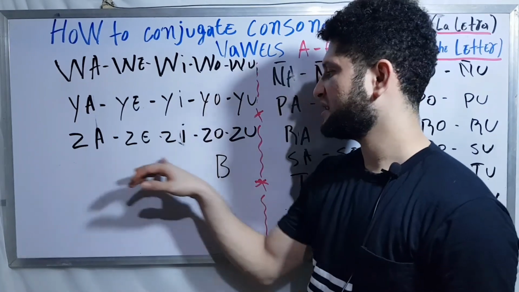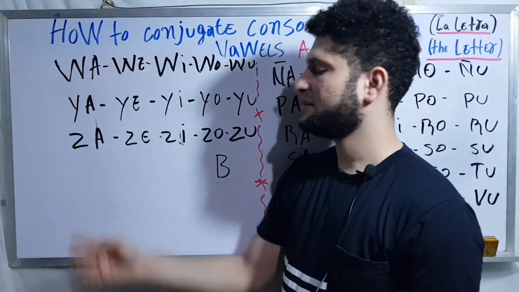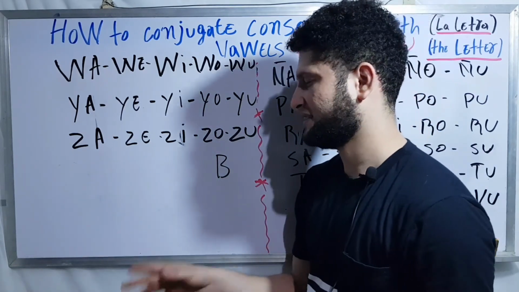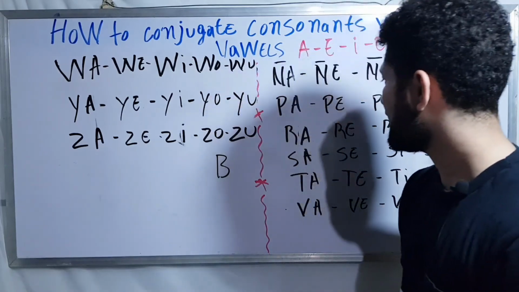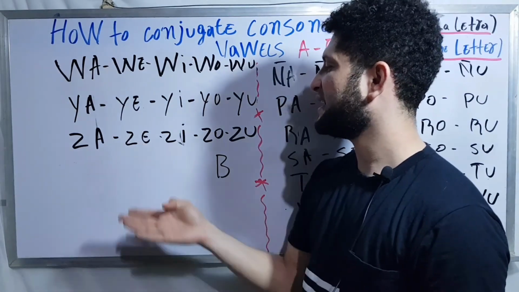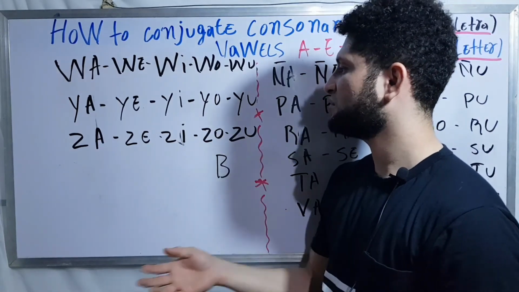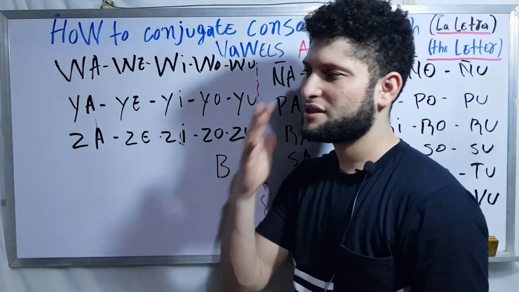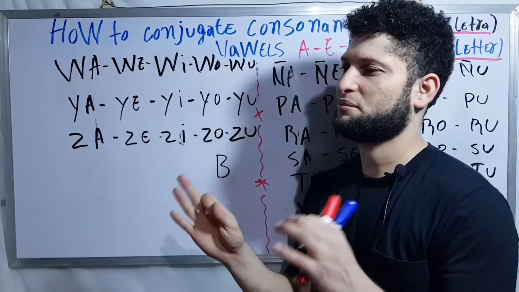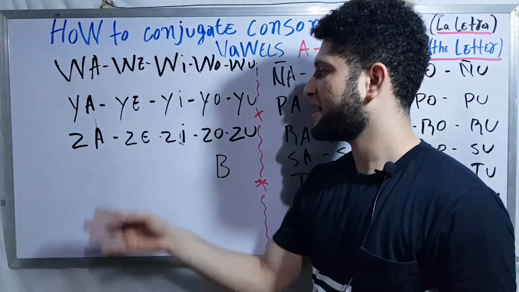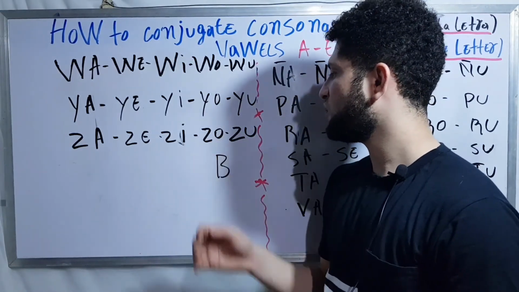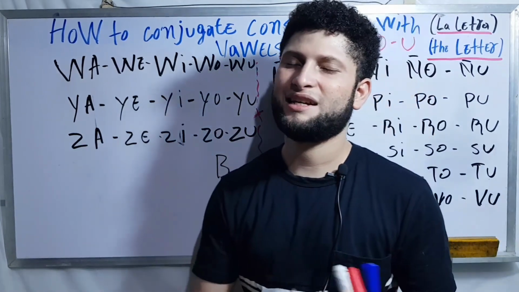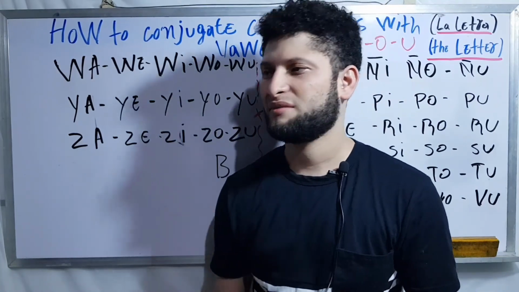So in some occasions, this letter Z in Spanish is the same as the letter S. In Spanish, la letra S. Sa, se, si, so, su. Za, se, si, so, su. Some people can tell you that the right pronunciation is tha, the, thi, so, thu, like TH in English.